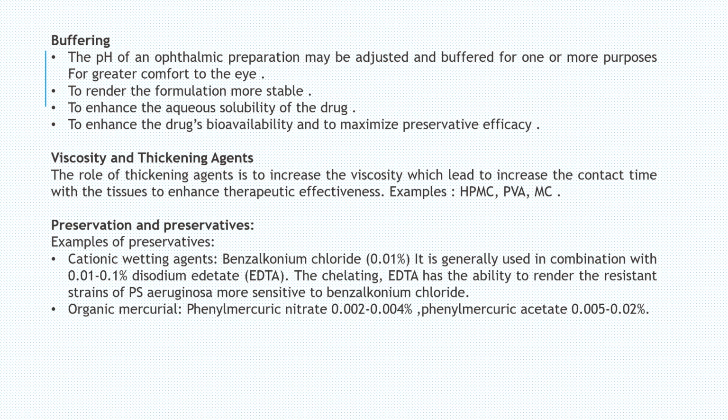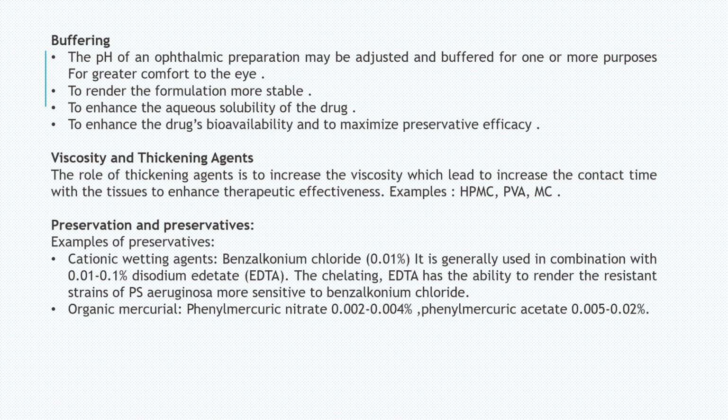Viscosity and thickening agent. The role of thickening agent is to increase the viscosity, which increases the contact time in the eye tissues and enhances the therapeutic effect. Example, polyvinyl alcohol and methyl cellulose.